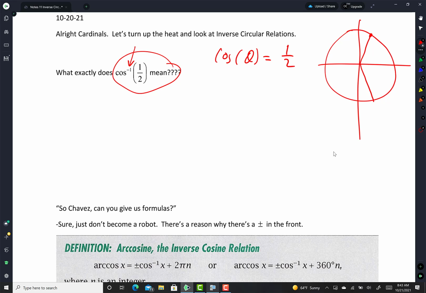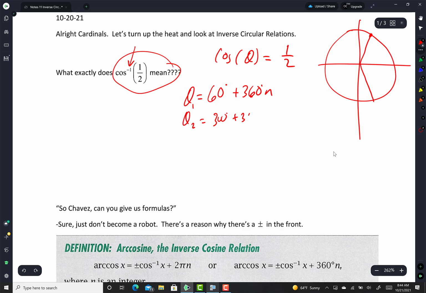It goes on forever. So I guess you can say you have two general equations or expressions. If I'm in degree mode, you would say 60 degrees plus 360n. That's theta 1. And theta 2, what's the other one? 300 plus 360n. And that will give me all of them.